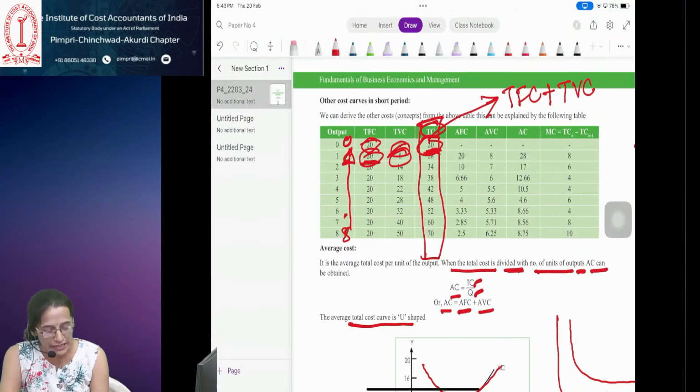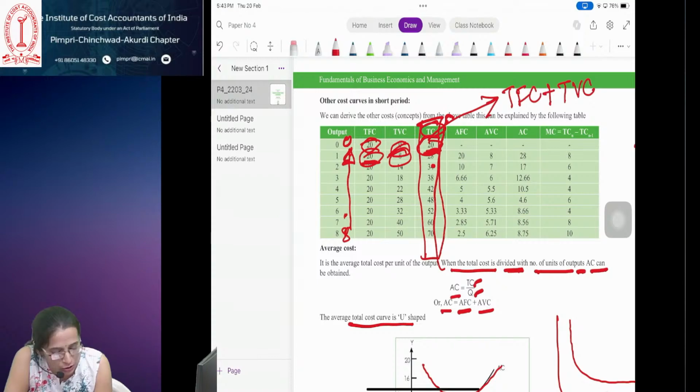So what we are seeing, the total cost here, the 20, 28, 34, 38, are what? Addition of total fixed cost plus total variable cost, right? What is average fixed cost?